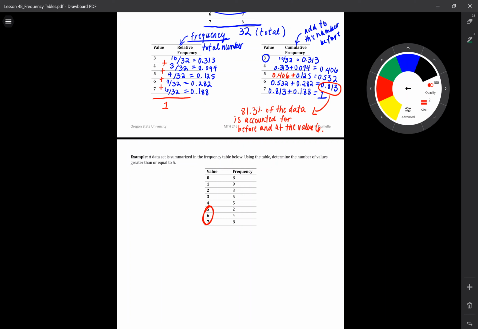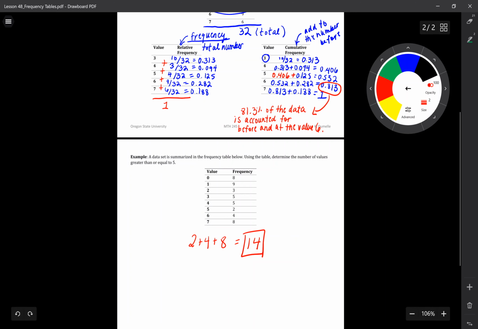So I know that 5 occurs twice. I see that 6 occurs 4 times. And I see that 7 occurs 8 times. So this is 14. There are 14 values greater than or equal to 5. It might be easy to say, oh, well, I just have 5, 6, 7, that's 3. And we do have 3 of these values that are greater than or equal to 5, but we need to also consider the frequency. How many times is each one of those values occurring? So we have to take into account the frequency as well.